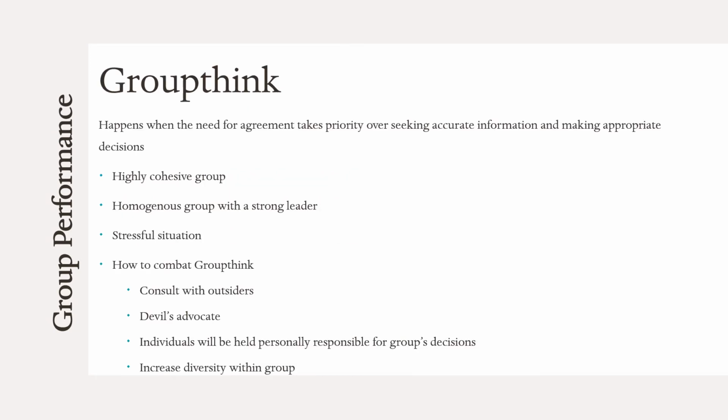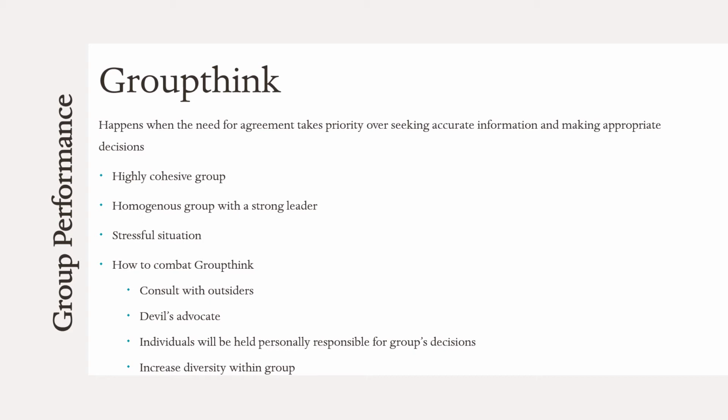What happens when groups make decisions? One of the things that happens is groupthink. It happens when the need for agreement takes priority over seeking accurate information and making appropriate decisions. It's a bias where very smart people make very dumb decisions.